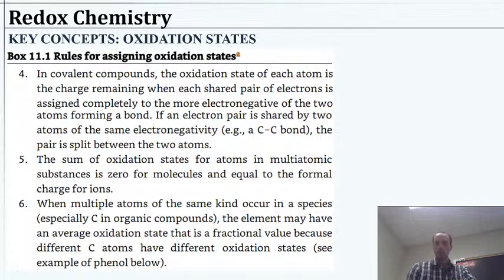KO2 being another example. Okay. So back to number 5 here. The sum of the oxidation states of the atoms in a multiatomic substance is 0 for molecules and equal to the formal charge for ions. Okay, kind of obvious again. If the charge is 0, we're summing to 0.